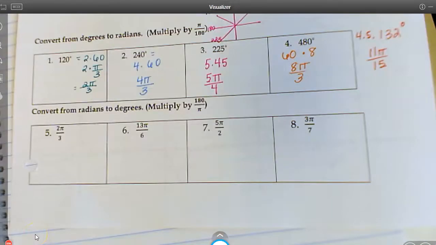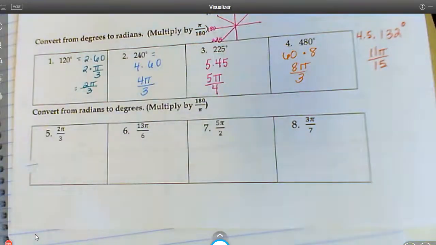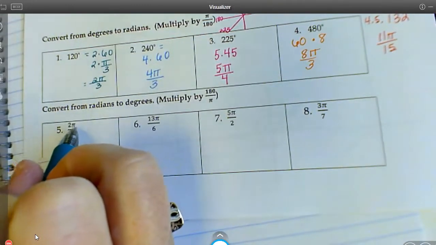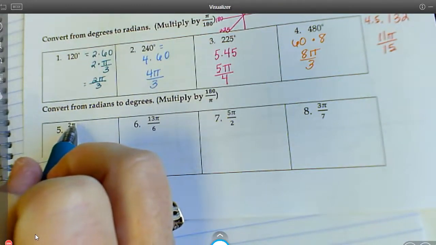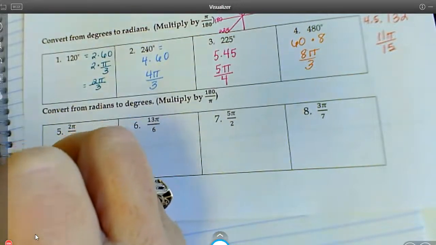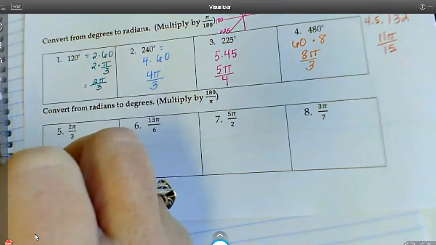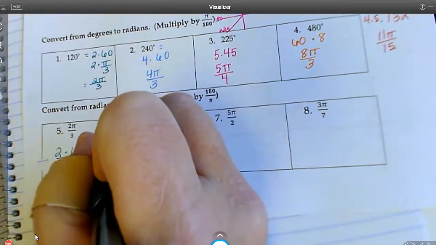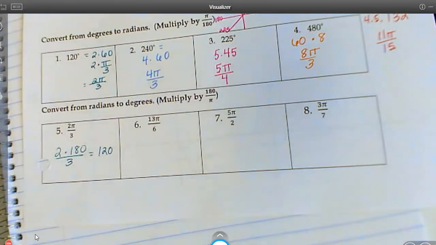So this one says multiply by 180 over pi. So it's the opposite of that right there. I actually think it's easier to do it a different way, and I want to show you that. I know there's a couple ways to do it. I know what 180 represents. I know that pi represents 180, right? So what I could do is I could say 2 times 180 and divide by 3. Kind of just replace the pi with the 180, because I know that's what it represents. And you get 120.